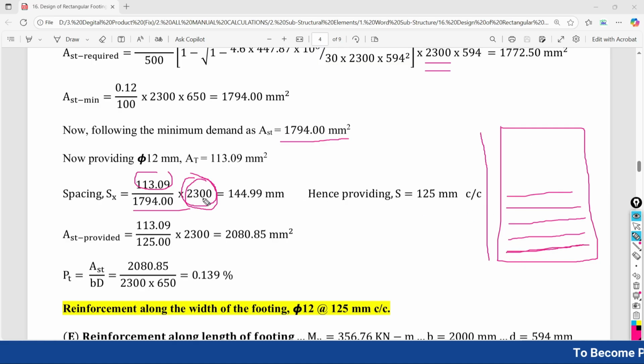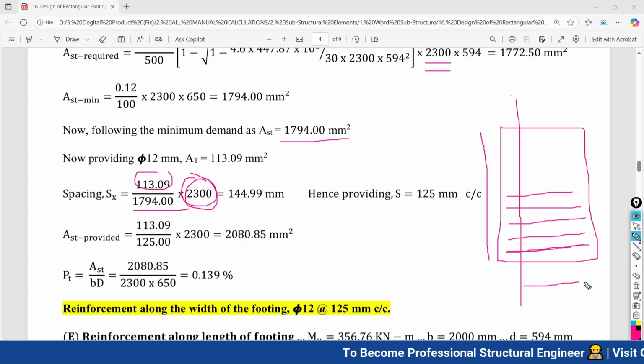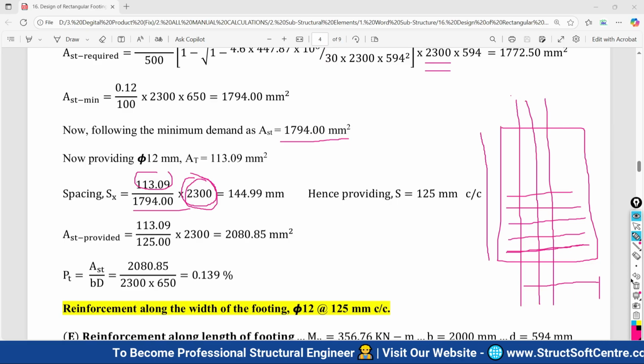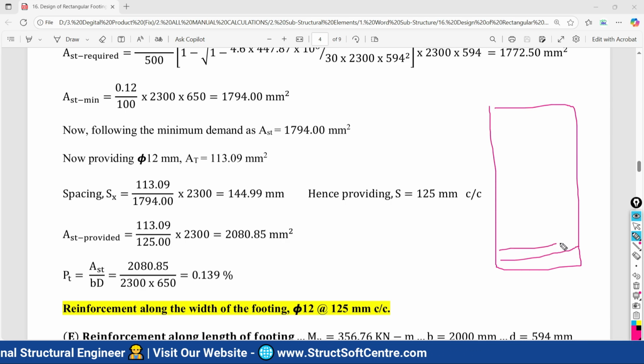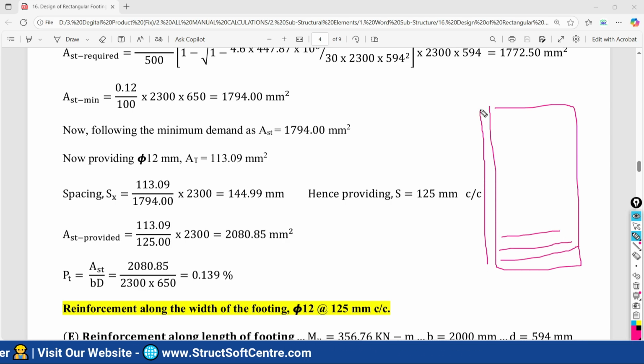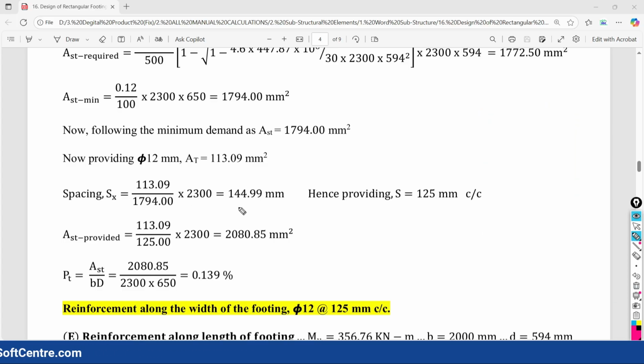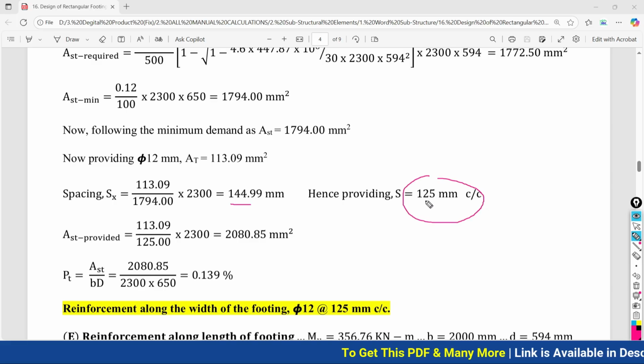So 2300, when we are doing the calculation along the length, then we have to consider the width, because it is going to be distributed over the width. But as of now we are doing the calculation along the width, that means it is going to be distributed over the length. So 2300, after doing this we are getting the spacing to be provided as 144.99 in mm. Now we are going to provide the spacing finally as 125 mm center to center. This is the final spacing I would like to provide here.